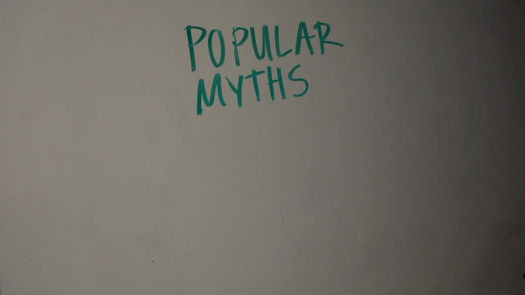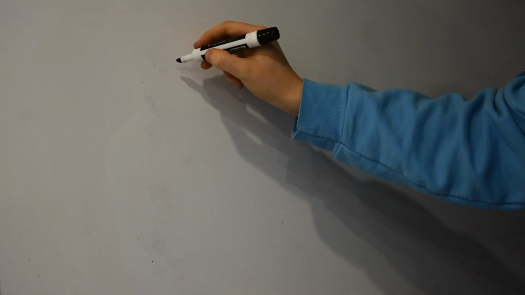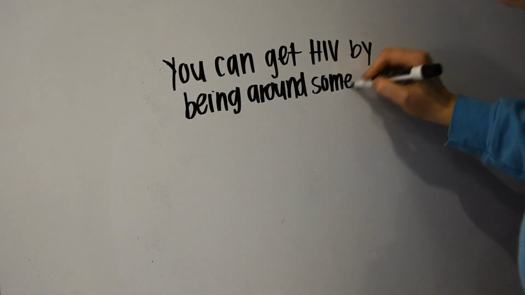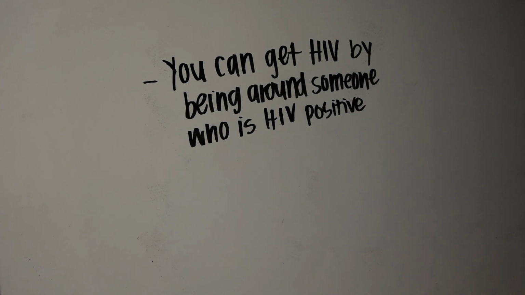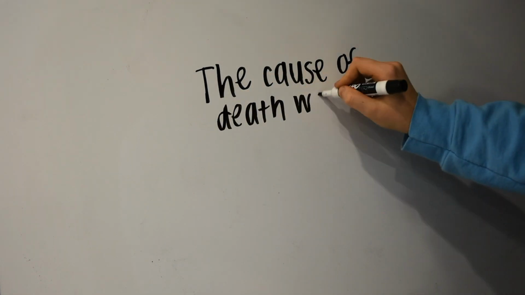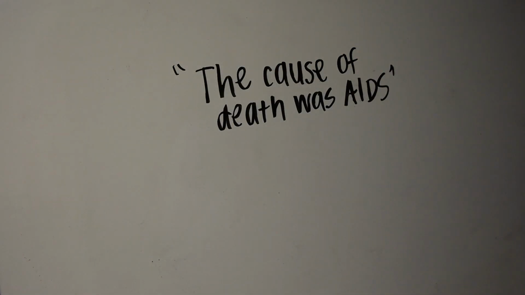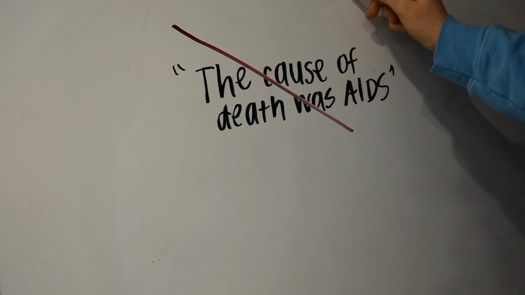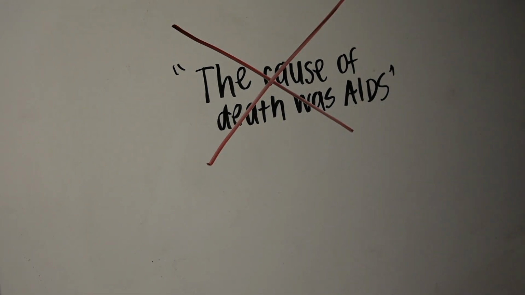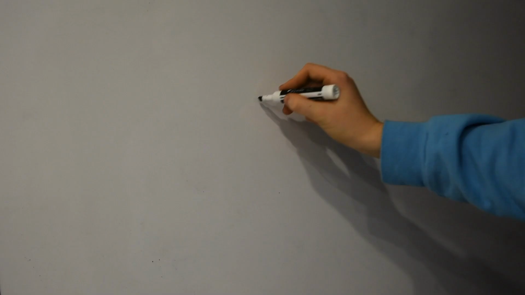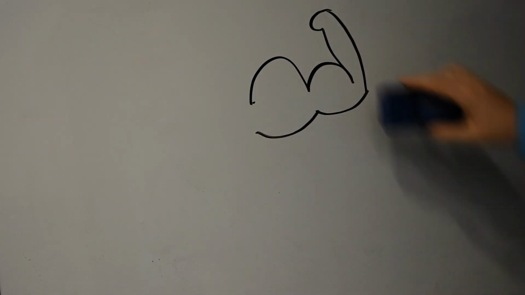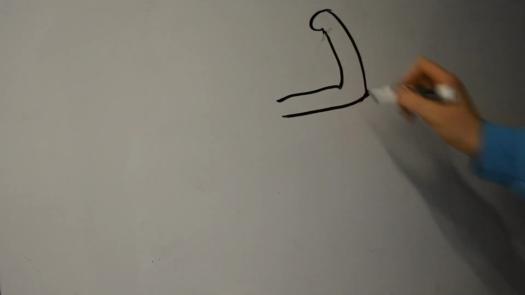Now, to put some knowledge to the test, here are a few popular myths to keep in mind. You can get HIV by being around someone who is HIV positive. This is not true because HIV can only be transmitted through bodily fluids, not just by breathing the same air or being in the same vicinity of someone who is infected. Secondly, a myth is that AIDS is a cause of death. This is actually false because you do not die from the syndrome itself, but from all the previously mentioned opportunistic infections that, because of the disease, your body is not strong enough to fight off.